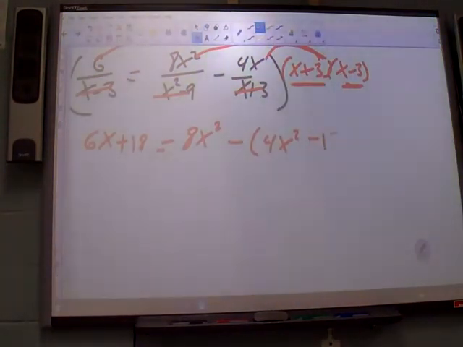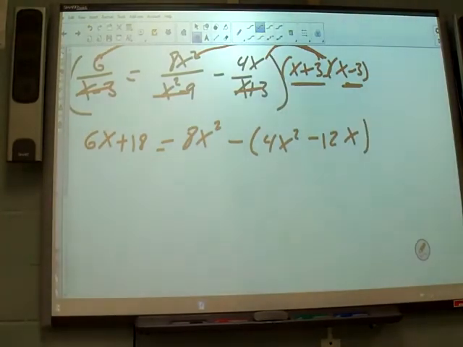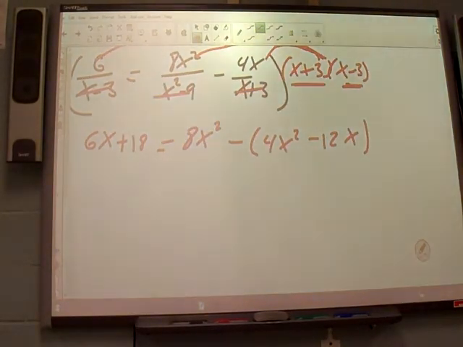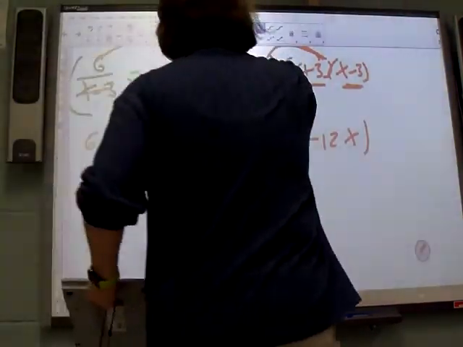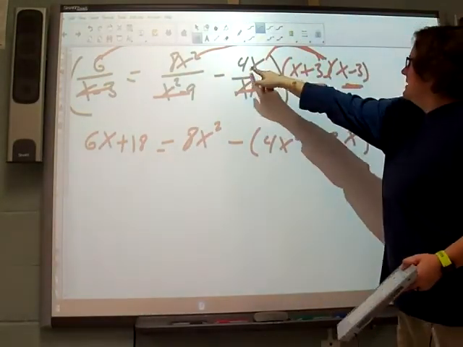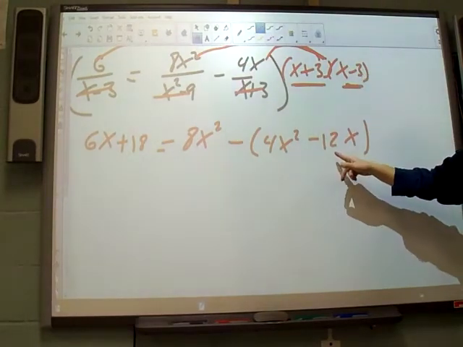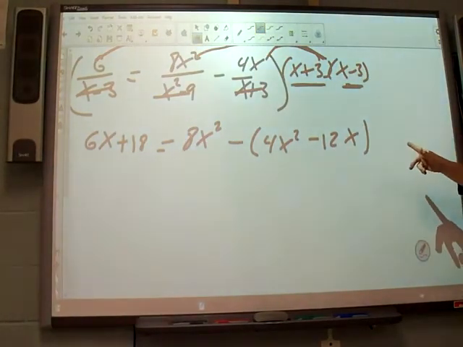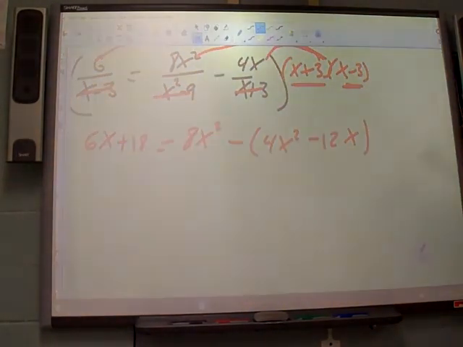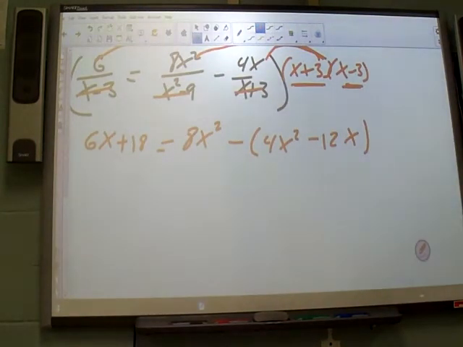Minus 12x, right? Yes. Okay, make sure we kind of hesitated there. Here, the x plus 3's canceled. So we did 4x times x and 4x times negative 3. I have a question. On your 8x squared and your 4x squared, could you just cancel that? We're going to simplify them, yeah.